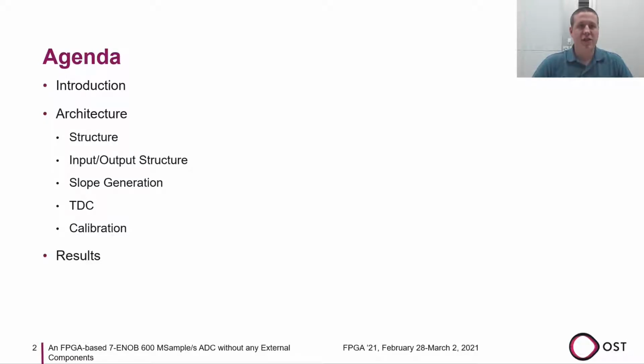I will first give a short introduction into the functionality of the used type of ADCs and how such an ADC can be built inside an FPGA. Then I will talk about the architecture of the built ADC. This includes the structure of the ADC and how the slope can be generated inside an FPGA. Further, I will talk about the used time-to-digital converter and what kind of calibrations are necessary for the ADC to provide accurate results. Finally, I will present the achieved results of the ADC.